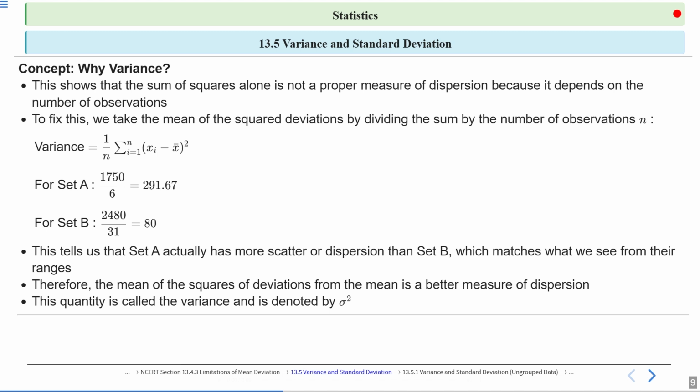So this measure we have been talking about is called the variance, and we use the symbol sigma squared to represent it. So remember, variance is a key concept in statistics for understanding data dispersion. We will continue building on this idea in the next part.